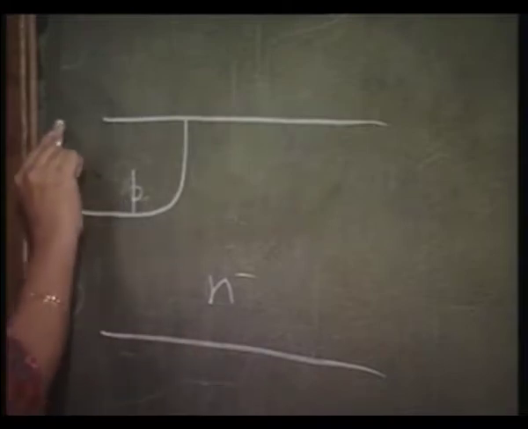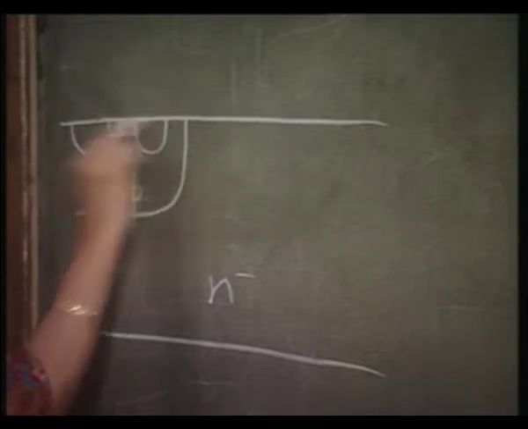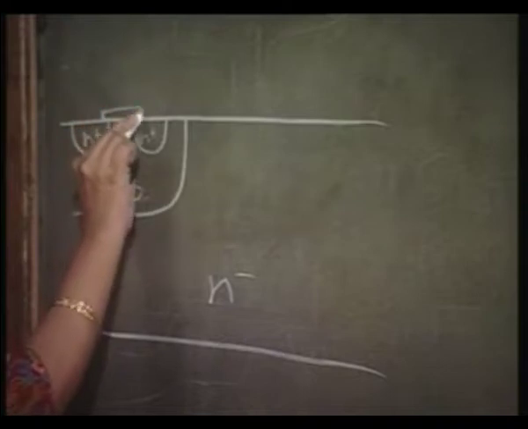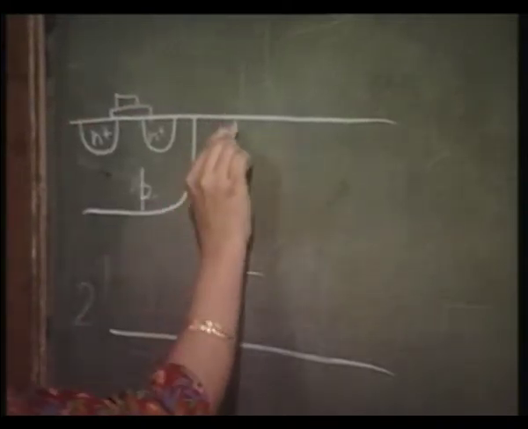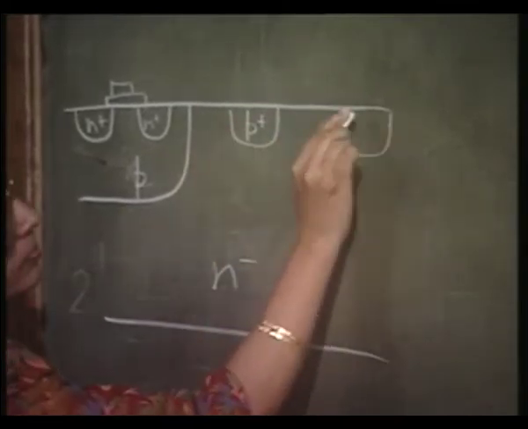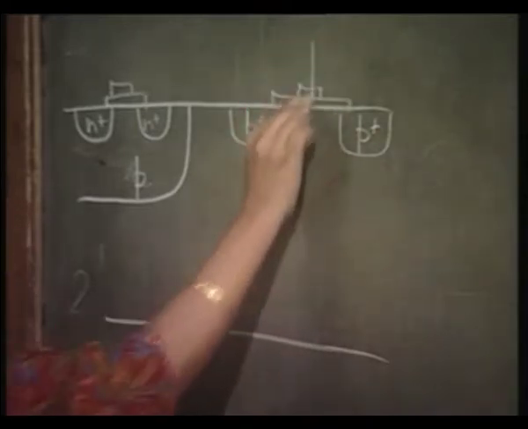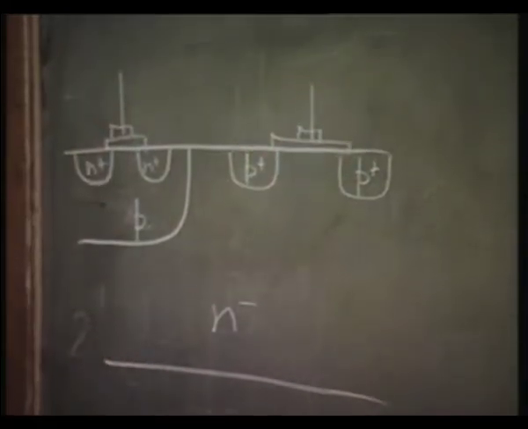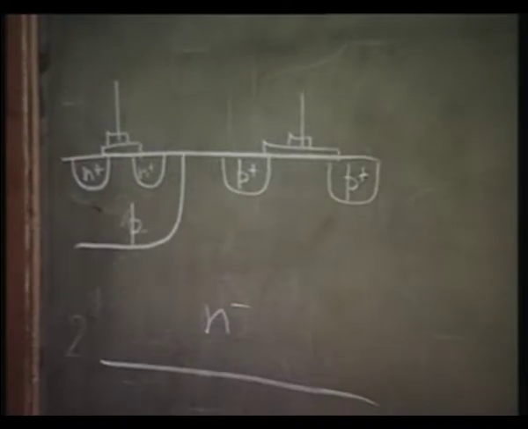Now, this POL is going to house my N channel device, right, and this N-type substrate is going to house my P channel device. This is my CMOS, right. I have one N channel device and one P channel device.